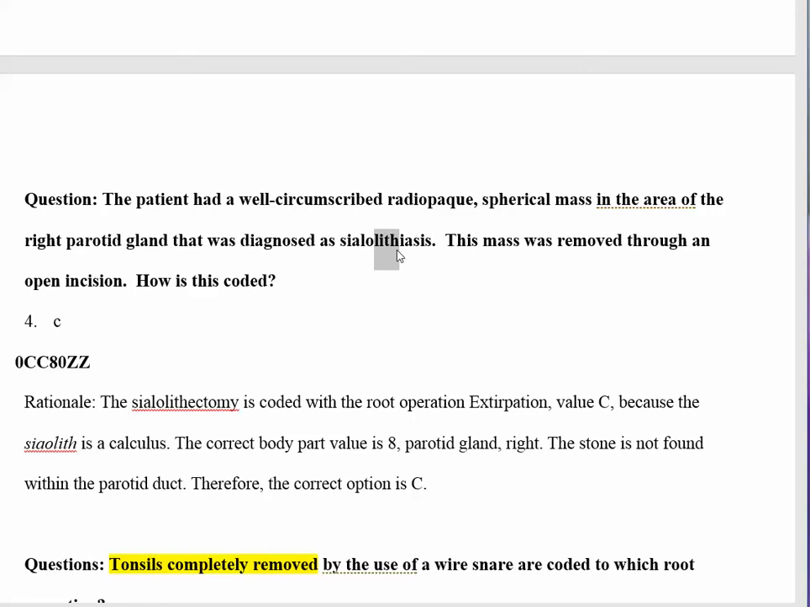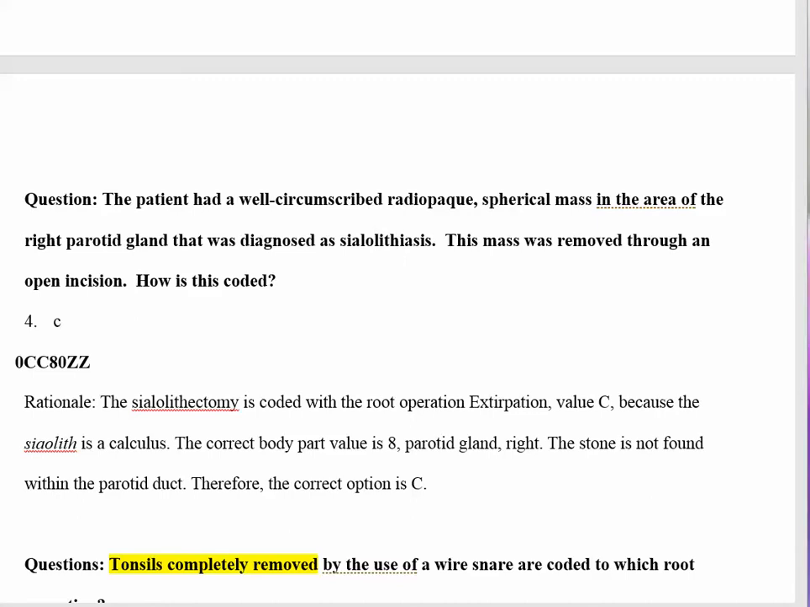Extirpation is defined as taking or cutting out solid matter from a body part. In this case, the body part is the right parotid gland, and it is excised or incised because he makes an open incision to get to this particular stone. We would index the root operation of excision, and then the anatomical location.